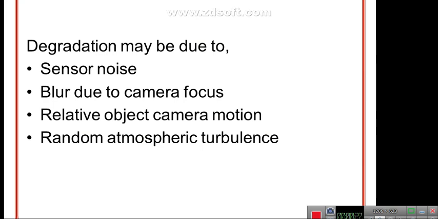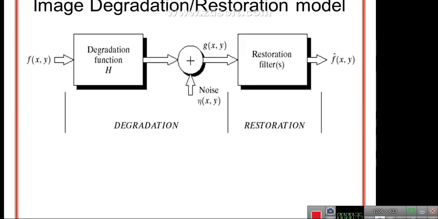The image can be degraded by sensor noise, blur due to camera focus or relative object-camera motion, and random atmospheric turbulence. This is the basic block diagram of the image degradation and restoration model. f(x,y) passes through the degradation function h. After degradation, the image is added with noise, so g(x,y) is equal to the degradation function applied to f(x,y) with additional noise e(x,y). The degraded image is given to the restoration filter. We apply different restoration techniques to restore the original image.